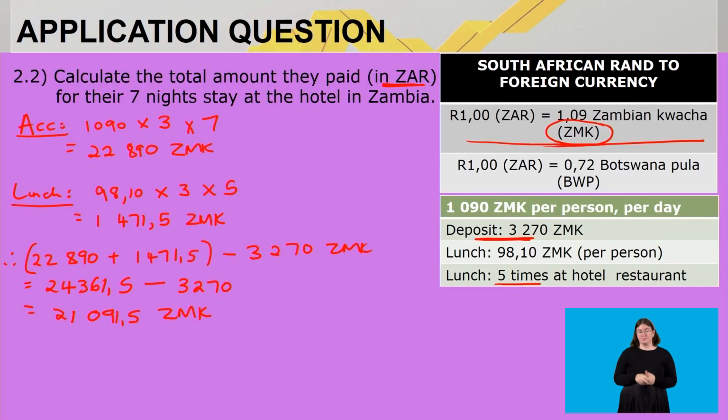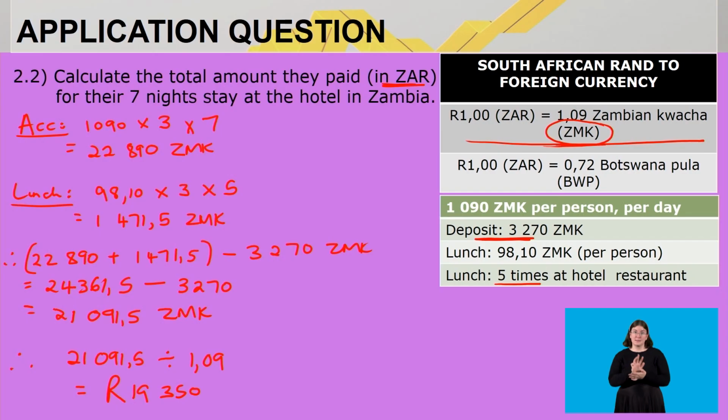Right, but remember, we need to now convert this amount to South African Rand using this exchange rate. Okay, so therefore, to see what it will be in South African Rand, I will take my 21,091.5 and I'll divide that by my 1.09. So take out 21,091.5 and I divide that by the exchange rate of 1.09. So when I do that, I will get an amount payable by the three guys here of 19,350 Rand. That is the amount due by the three guys.